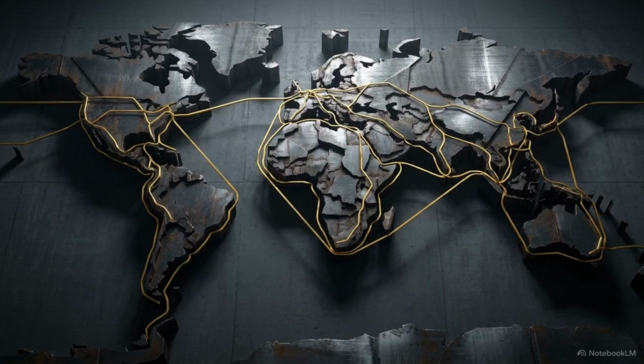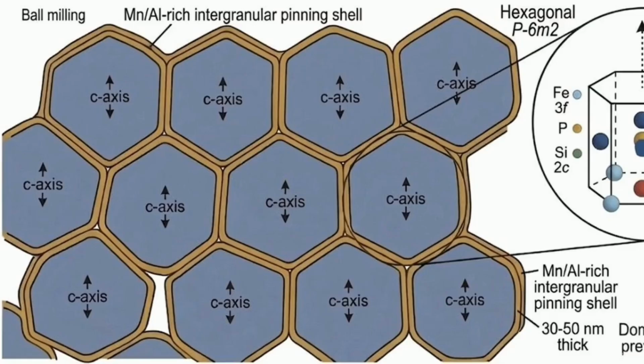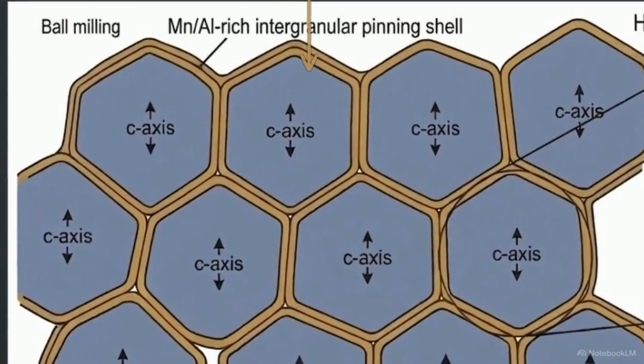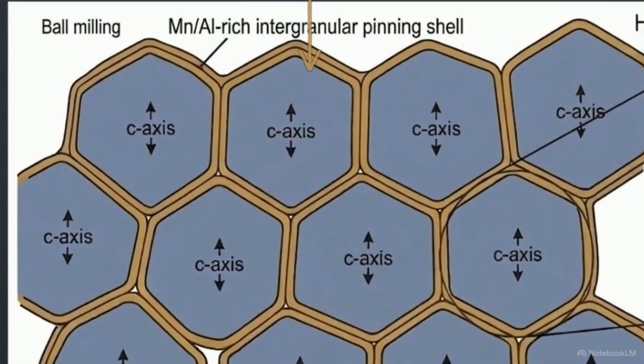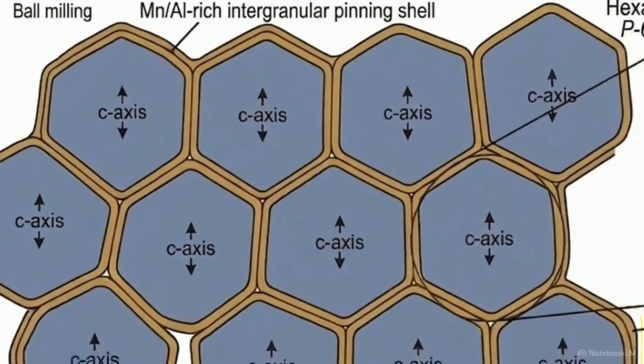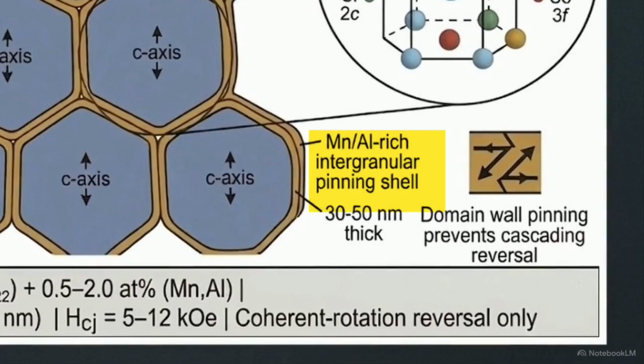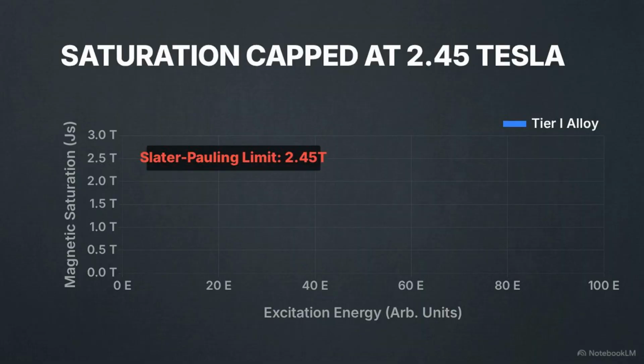Tier 1 is a rare earth-free iron phosphide alloy, optimized for global commercial deployment. This core shell microstructure allows the alloy to resist demagnetization. The blue hexagonal cores are single-domain Fe2P crystals, aligned to a specific uniaxial anisotropy. They are encased in manganese and aluminum-rich pinning shells that mechanically prevent domain walls from reversing, even under 10,000 atmospheres of stress. While Tier 1 provides high coercivity, the Slater-Pauling rule caps its saturation at 2.45 Tesla, necessitating a higher performance solution for military-grade burst operations.